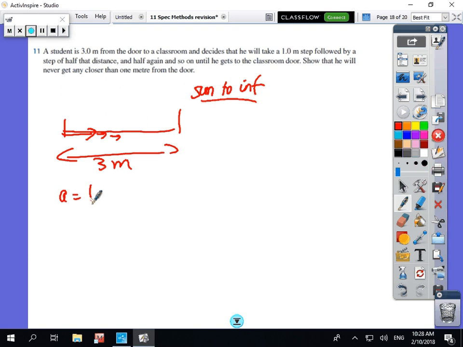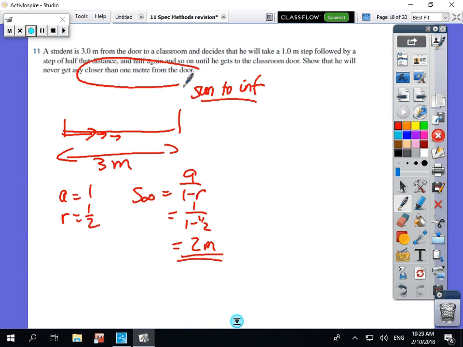Okay, so he takes a 1 meter step, and then it's going to be half after that. So S infinity equals a over 1 minus r, which is 1 over 1 minus a half. So the most he can get to is 2 meters, so the closest he can get is 1 meter from the door, because that's the sum to infinity.